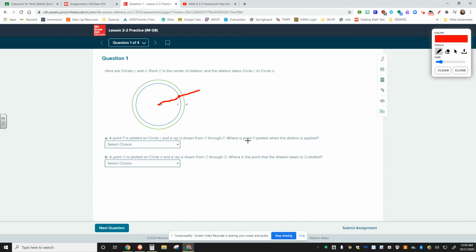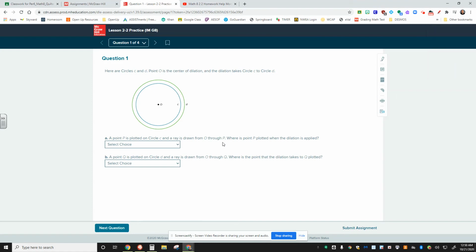It says, where is point P plotted when the dilation is applied? Well, if we follow this ray straight out here, this is point P. And then when I dilate further, point P is just right there on that same ray, just out on the next outer circle. So when we're talking about these pieces, it says, where is point P plotted when the dilation is applied? Try and keep this picture in mind.